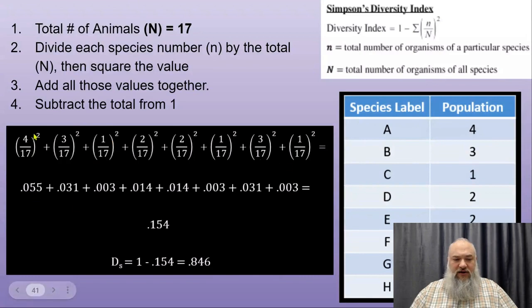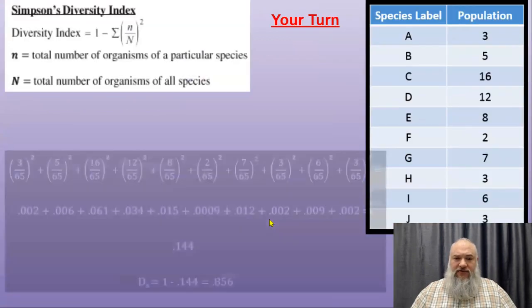So we divided and squared here. We can see what those numbers are. Now let's square it. Or we already squared it, sorry. Now let's add it up. We get this number. Okay, so we're almost there, but now we just need to do 1 minus that number. That gives us our diversity index. So fairly diverse, fairly larger number of species, and fairly evenly distributed amongst them for the most part. So 0.846.